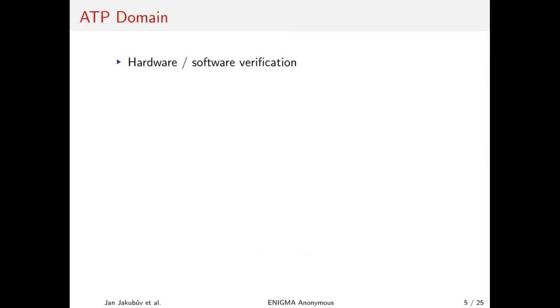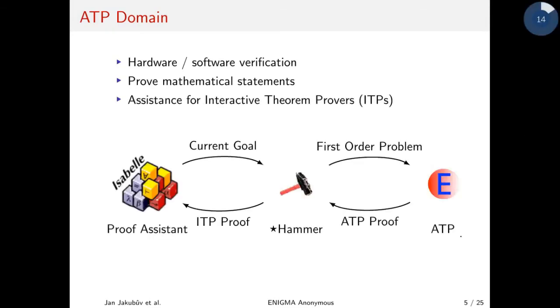In practice, automated theorem provers are used for software and hardware verification. They are used to prove mathematical statements, and they are also used as an assistance for interactive theorem provers in systems called hammers. The question we are trying to address in our research, how much can machine learning help inside automated theorem provers? That is, can we learn from previous proofs and use this information to solve more problems?